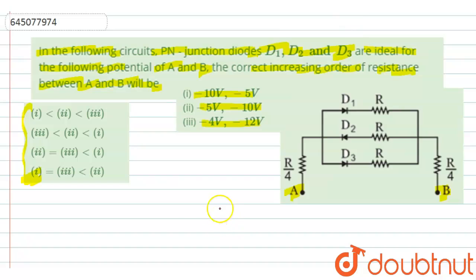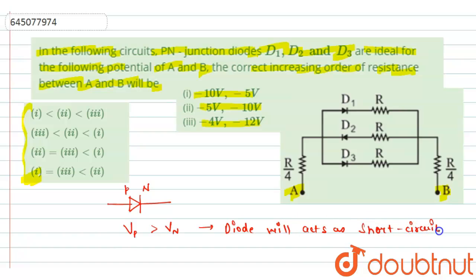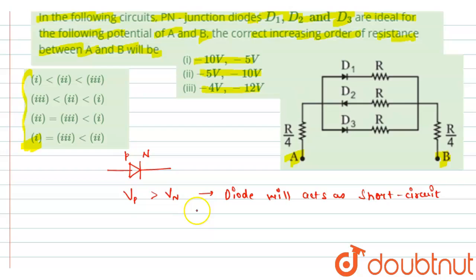Now let's start with case 1, and before that let me tell you some basic things about the PN junction diode. This is a PN junction diode where this side is the P side and this side is the N side. If the potential of P is greater than the N side potential, the diode will act as a short circuit, that means its resistance will become 0 ohms because these are ideal diodes.